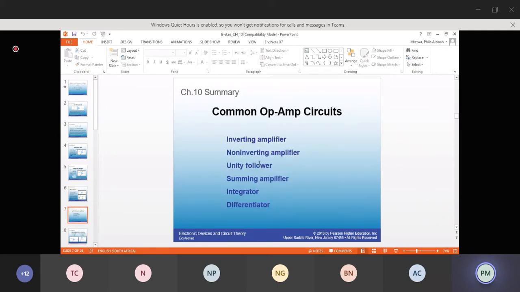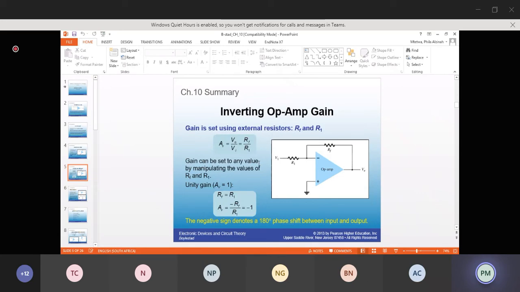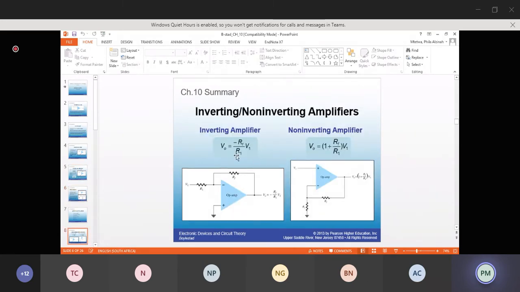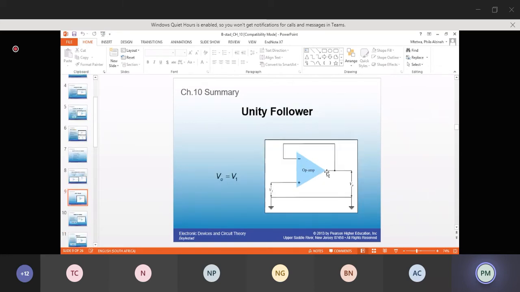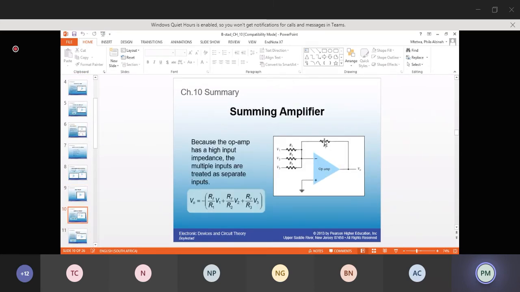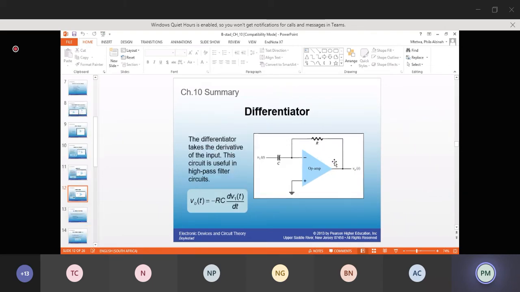You can expect calculations on the inverting amplifier and non-inverting amplifier using this expression, and you can expect calculations on the summing amplifier. Integrator, it's good to know what it looks like, be able to draw it and be able to know its application and the expression for your output, as well as a differentiator. And that makes the end of this chapter.